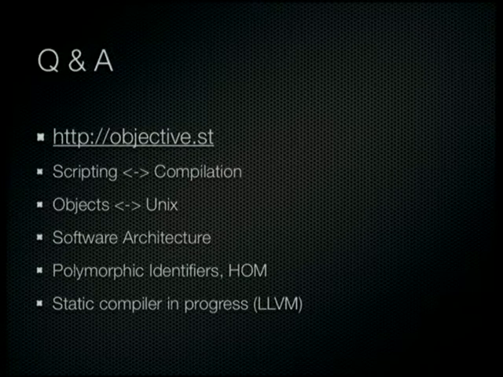Objective.st, that's a site. There's a reference to GitHub repositories. Basic idea, we want scripting and compilation. Why do these need to be distinct? Objects and Unix also should live much more nicely together, and software architecture is the answer. Polymorphic identifiers are some of the techniques used to implement that, and the static compiler is in progress, but I currently don't have time. So, thank you.